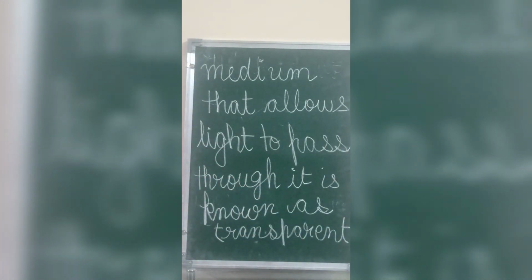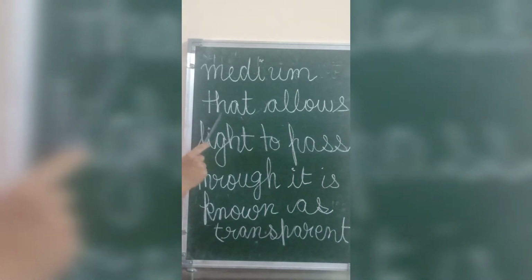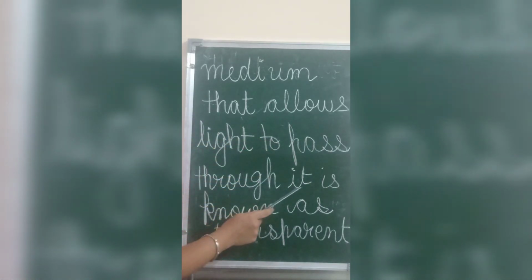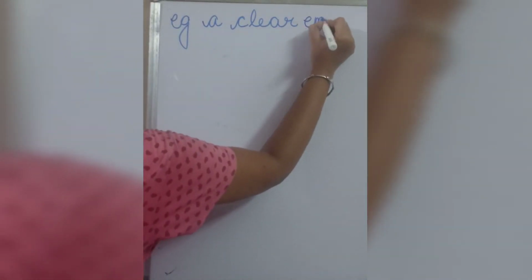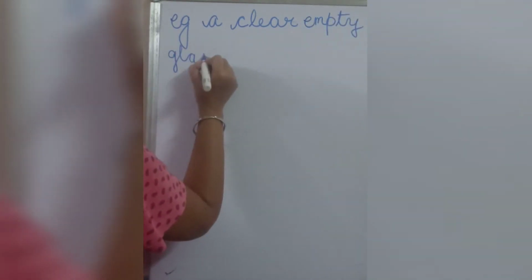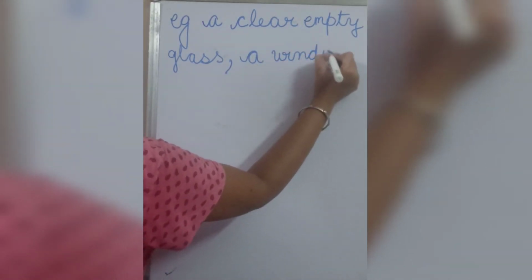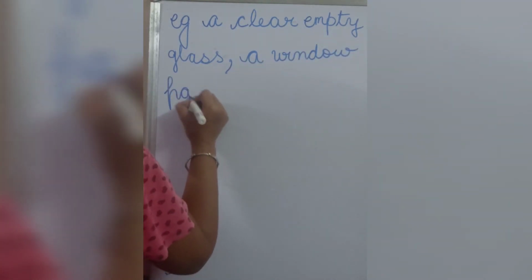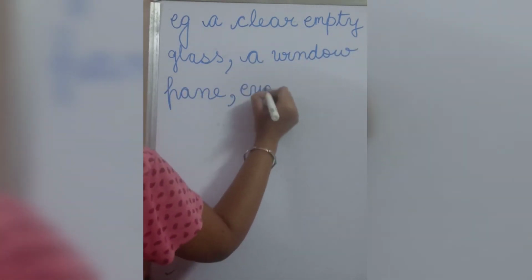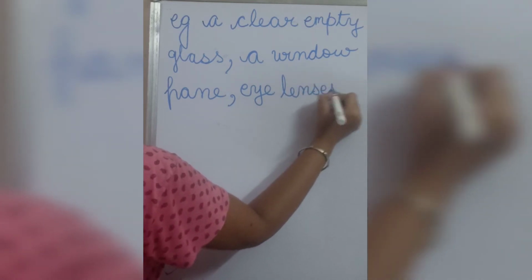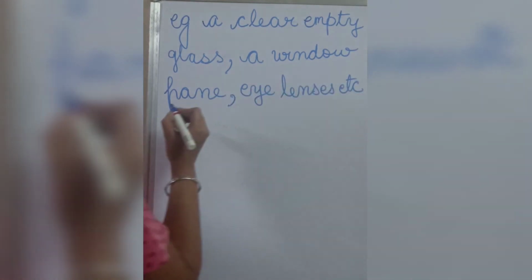The medium that allows light to pass through it is known as a transparent medium. For example, a clear empty glass, a window pane, eye lenses, etc.